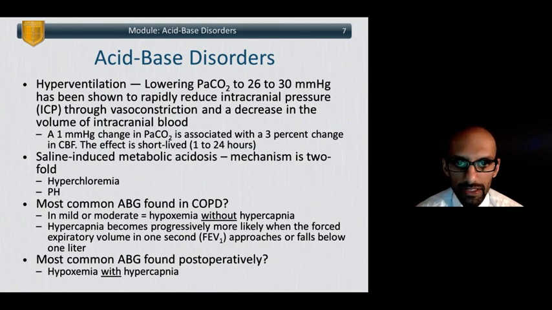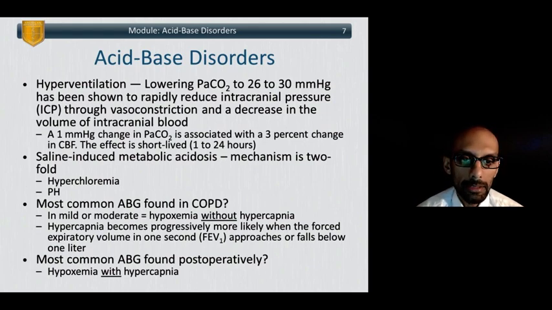So overall, hyperventilation is much more of a relevant concept to you, especially if you're doing neuro cases. It can lower your PCO2 to around 26 to 30 millimeters of mercury, and can rapidly reduce intracranial pressure through vasoconstriction. You don't want to go any further than that because that would tend to reduce overall cerebral blood flow and oxygen delivery. Overall, a 1 millimeter change in PCO2 is associated with a 3% change in cerebral blood flow, definitely a number worth remembering. The effect is short-lived and probably doesn't outlast 24 hours.